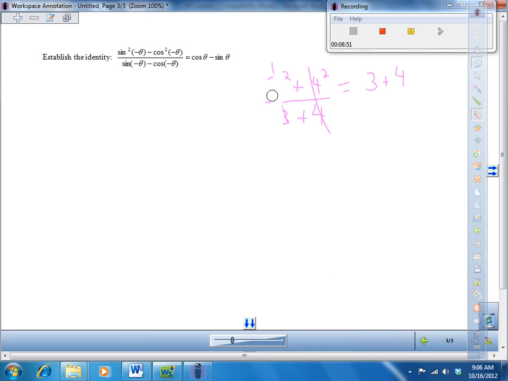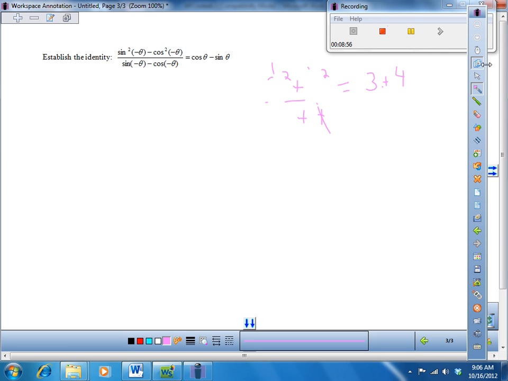You can only cross things out if, uh-oh, I need a bigger eraser. Is this an eraser? That's an eraser. Ooh, look at that big eraser. Wow, that's cool.